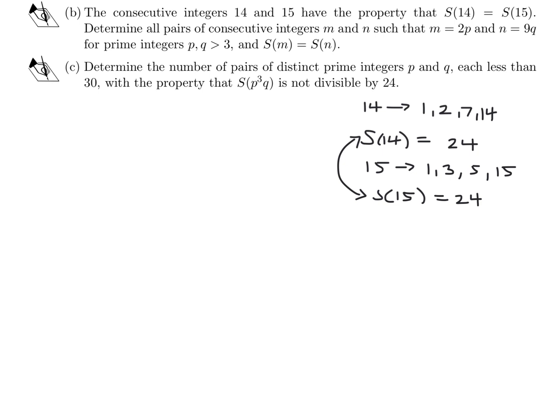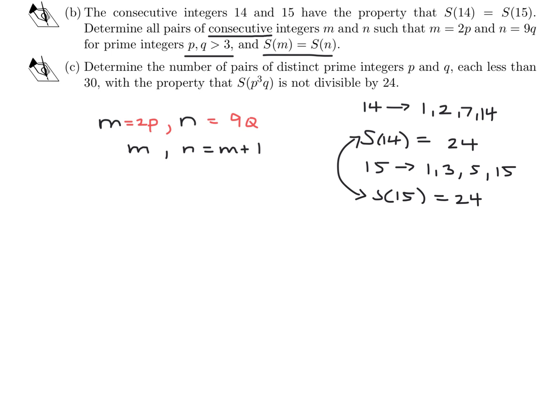Now they tell me that we have m and n. And m is equal to 2p, and n is equal to 9q. And then somehow, someway, we have to solve this with that bit of information. But they also tell us that m and n are consecutive. So that means n is going to be m plus 1, right? It's basically the next number over. And then p and q are greater than 3, and then we have to show this.